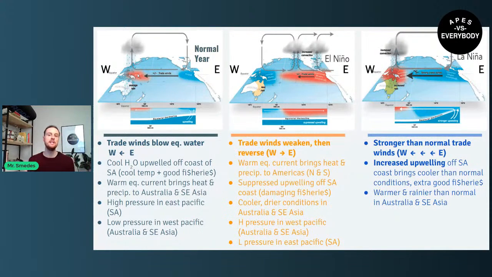But in an El Nino year, what really changes is you get a weakening of those east to west trade winds. So you get colder water that's pooling up over by Australia and Southeast Asia, and then you get warmer water pooling up over by the Americas. That brings really increased rainfall, maybe flash flooding, and it suppresses the cold water upwelling that's happening along the coast of South America. It's going to lead to globally warmer temperatures as well.